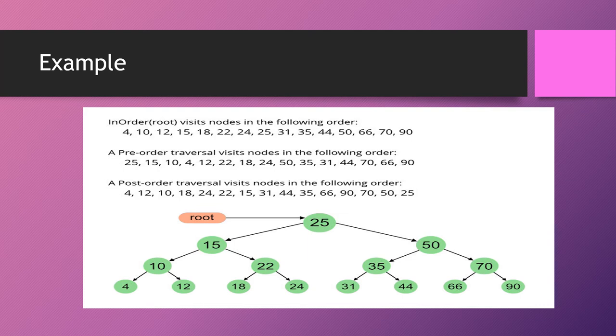All the key values are visited in order. So in-order is completed. Next is pre-order. It follows first the root node, next the left node, after that the right node.